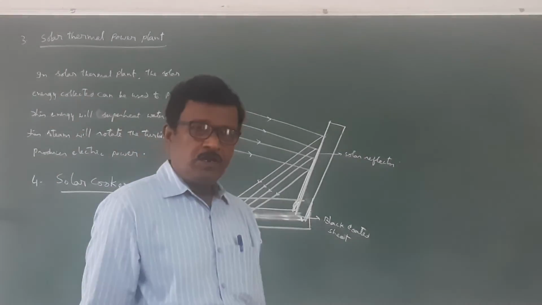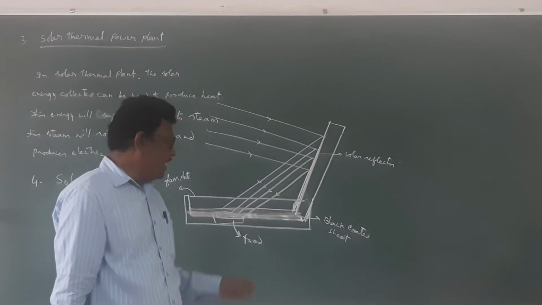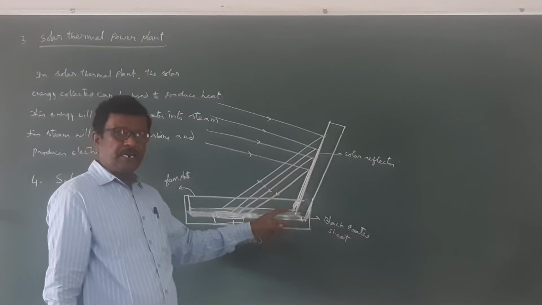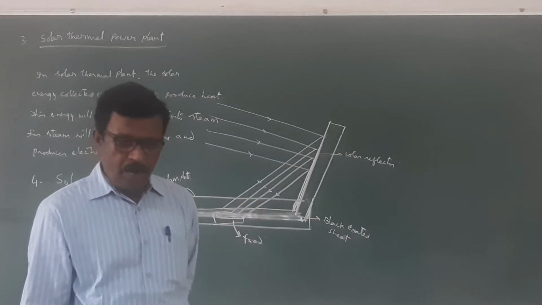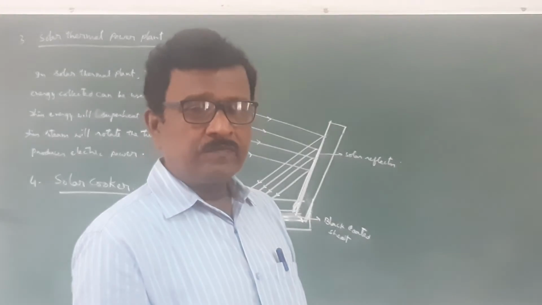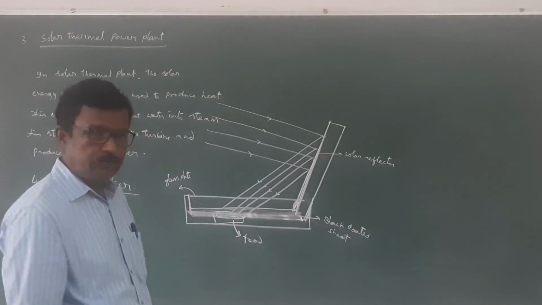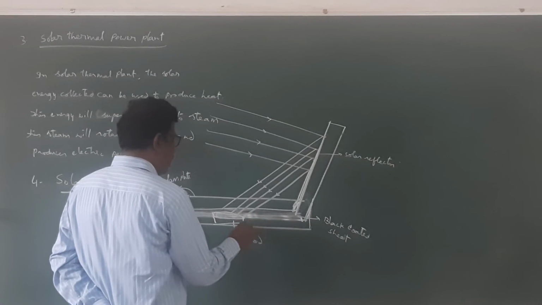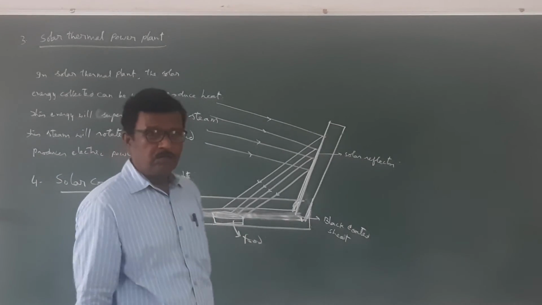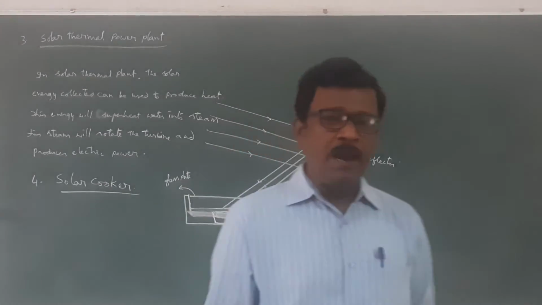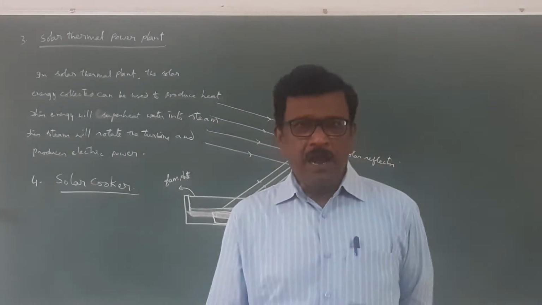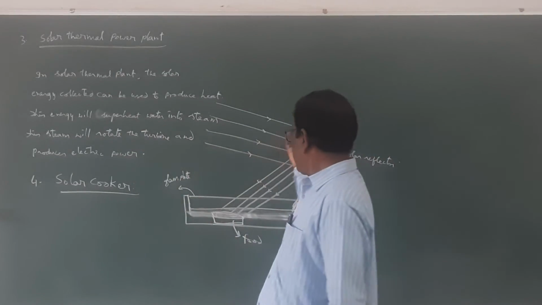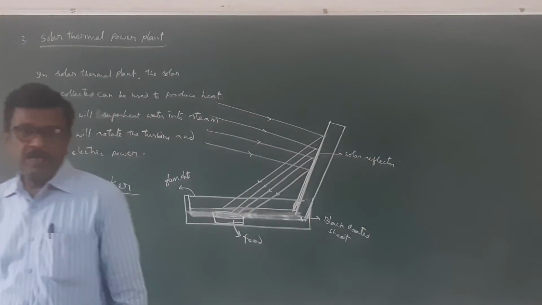Of course, if we don't use a highly efficient solar cooker, then if it is low efficiency, it can be utilized for boiling milk and water. The vessels that are used for boiling water or milk should be black coated, because the black coated material will absorb more heat energy effectively.